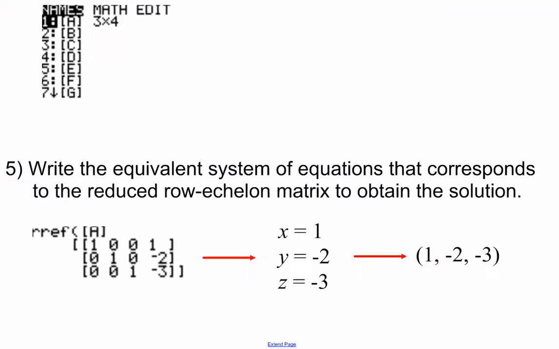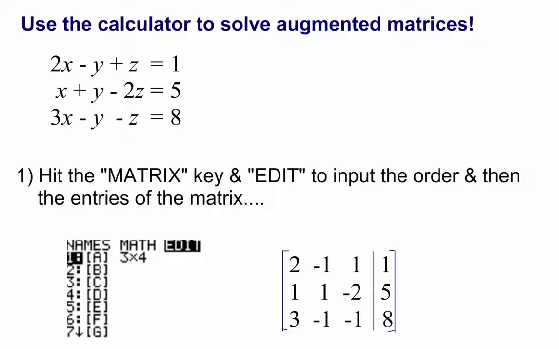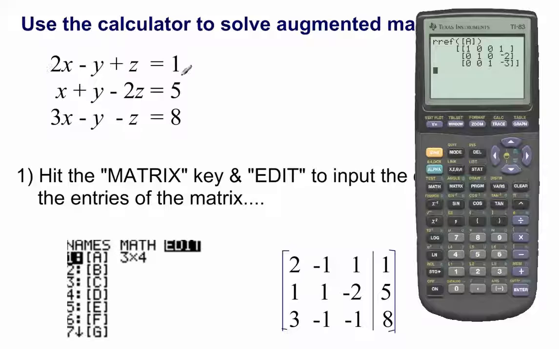I'm going to scroll down, and I've copied it here. So this top row is saying x is 1, y is -2, and z is -3, which translates into this ordered triple right here. Now if I'm smart, I'm going to take my answers and plug them into my equations and make sure they work. So I would do 2 times, what was it, 1 minus -2, plus -3. Yep, that's 1. And you do this likewise for the other 2.